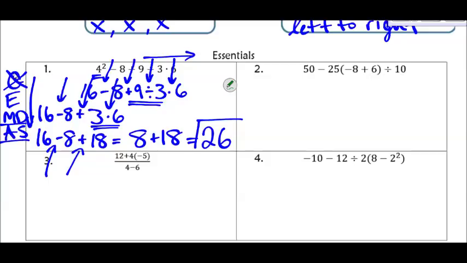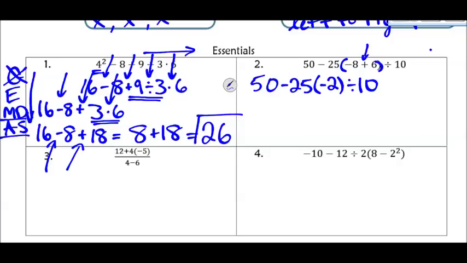On the second one, I do actually have a grouping symbol. I have these parentheses, so I'm going to do everything inside of there first. That means I'm doing -8 plus 6. If there was more than one operation inside of there, I'd also have to follow order of operations in there. So right now I'm just doing that -8 plus 6. That would give me -2 divided by 10.